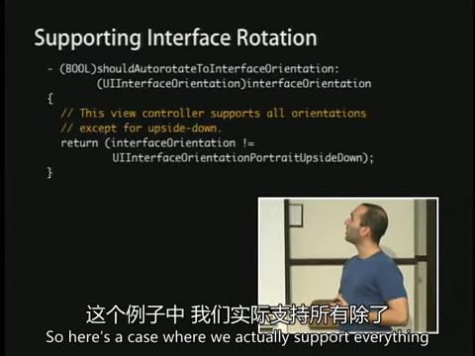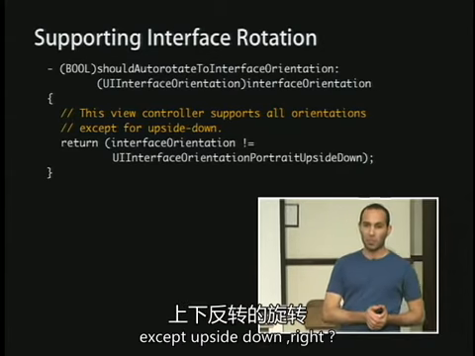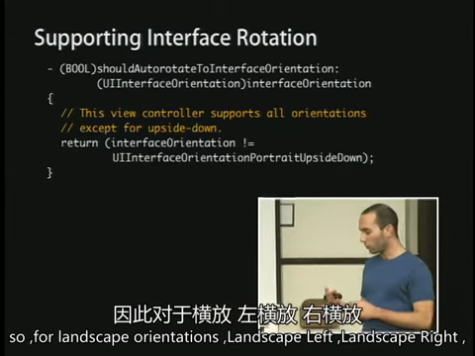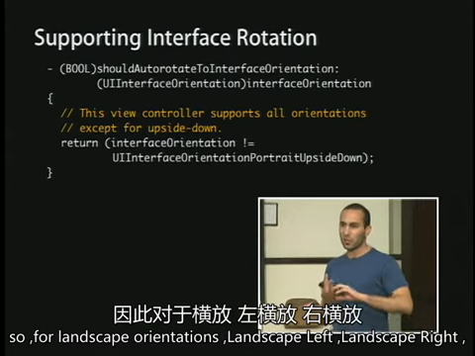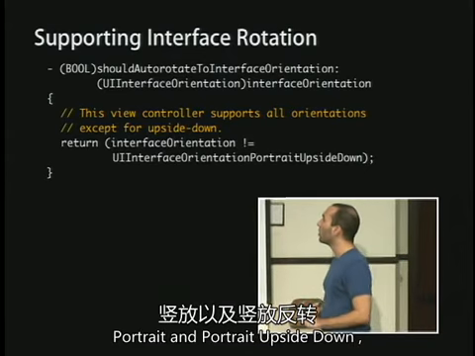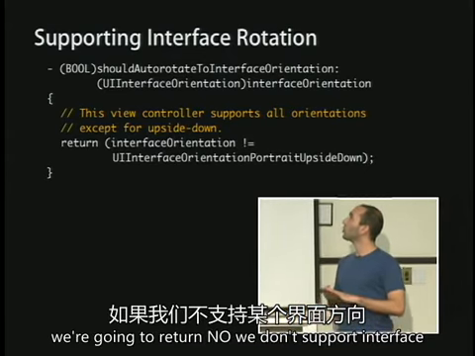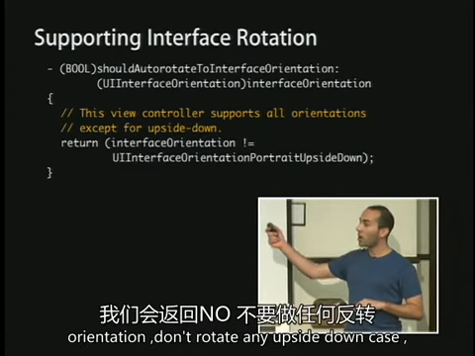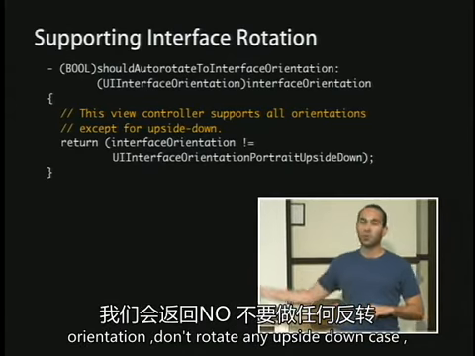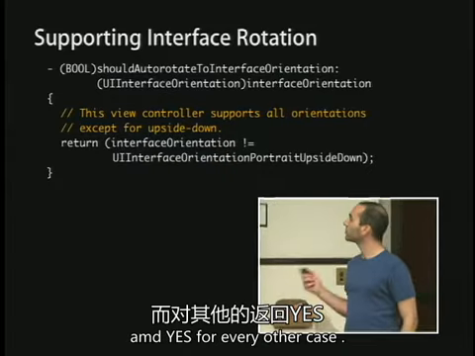So here's a case where we actually support everything except upside down, right? So for landscape left, landscape right, portrait, and portrait upside down, we're going to return no, we don't support interface orientation, don't rotate in the upside down case, and yes for every other case.